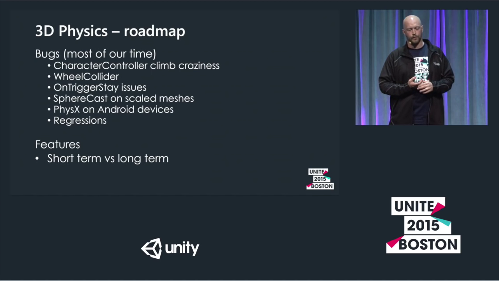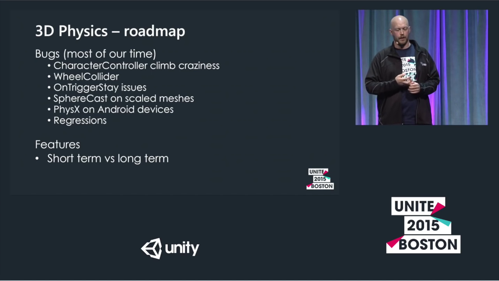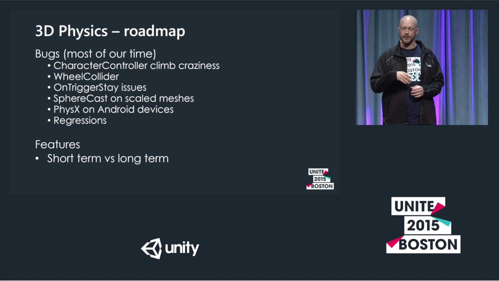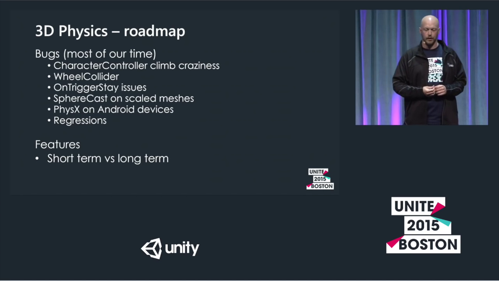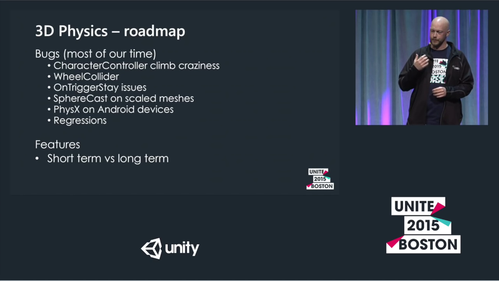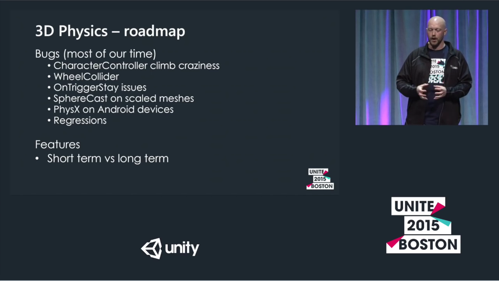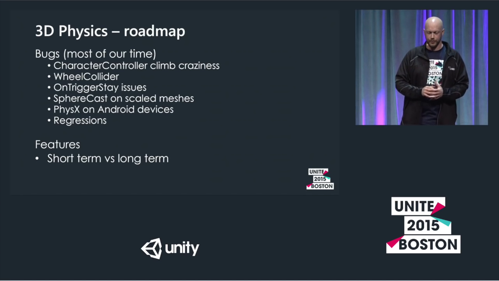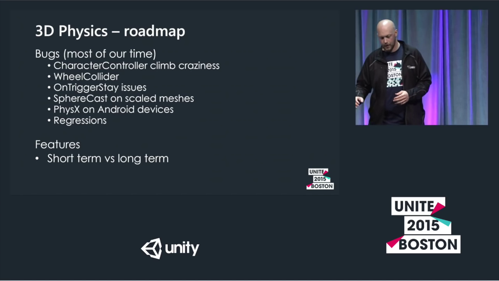We know people have issues with sphere casting against scaled meshes, and we have fixes coming in for that as well. We know people are having issues with threading performance on Android devices, and it's also something that we are actively working on. And then we're going to work on regressions as well. So that's just a very, very short list of the bugs we're working on.